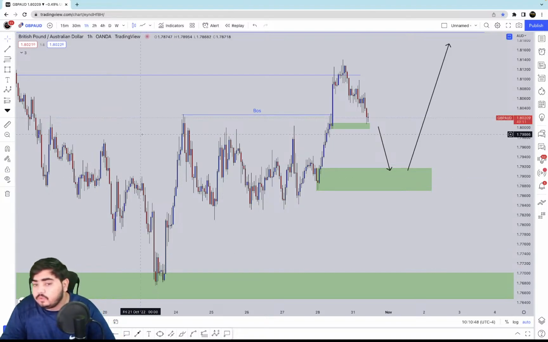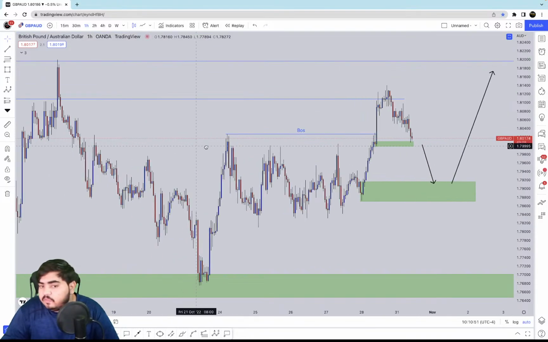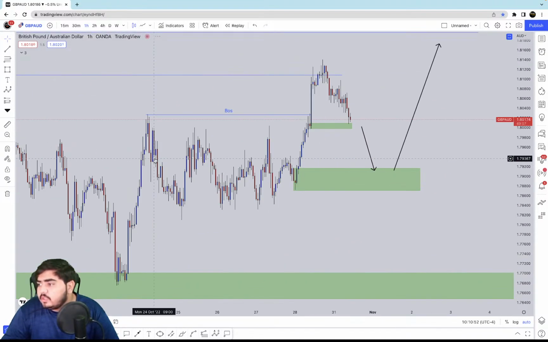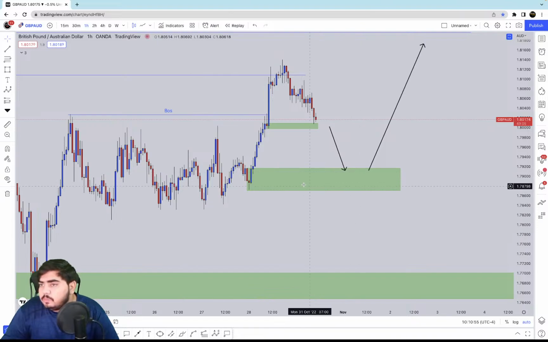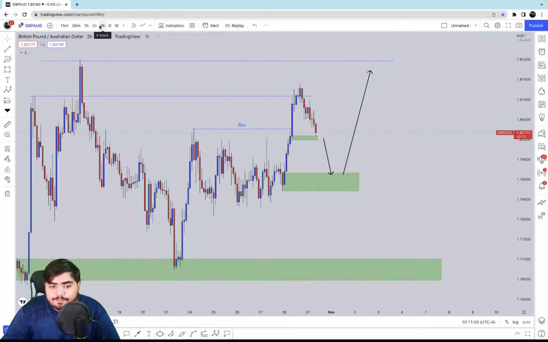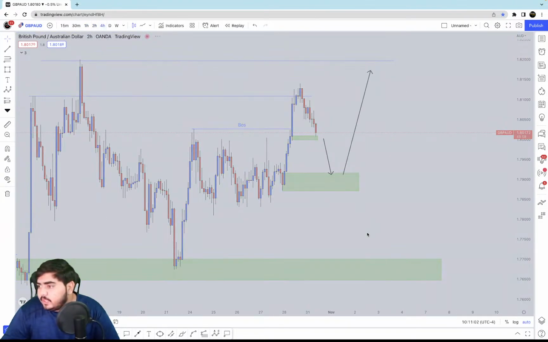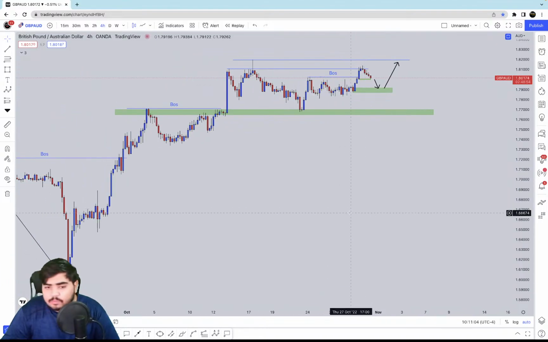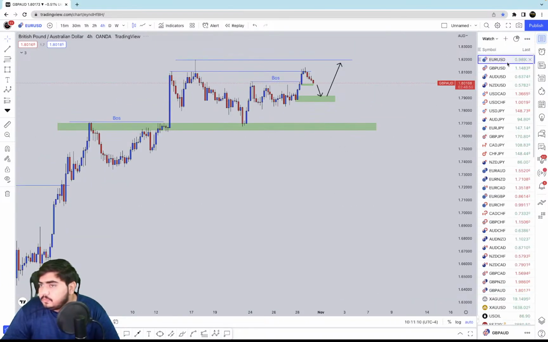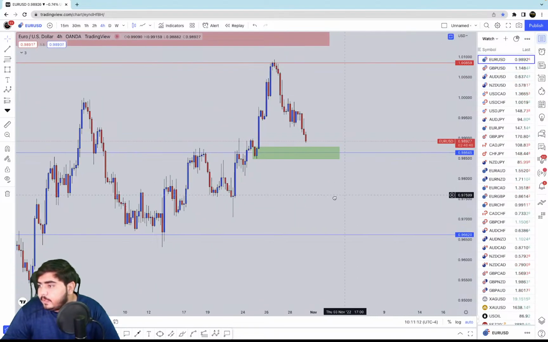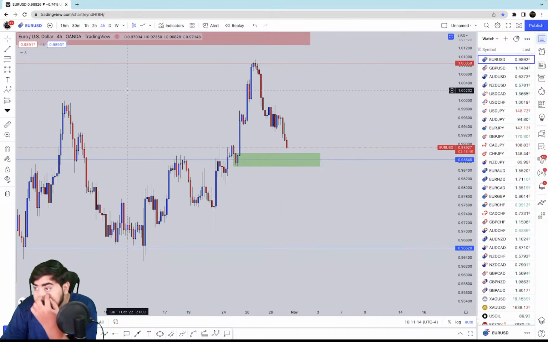Now let's go back to our previous conversation. So that's what we are looking at right now on the GBPJPY. Let's buy the GBPJPY from this area. Great. With that being said, let's have a look at some other pairs. Okay, Euro USD. Interesting.